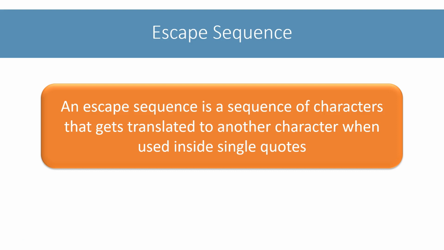The escape sequence starts with a backslash followed by one or more characters that determine the interpretation of the escape sequence. The backslash along with the characters are enclosed within a pair of single quotes like regular character literals.